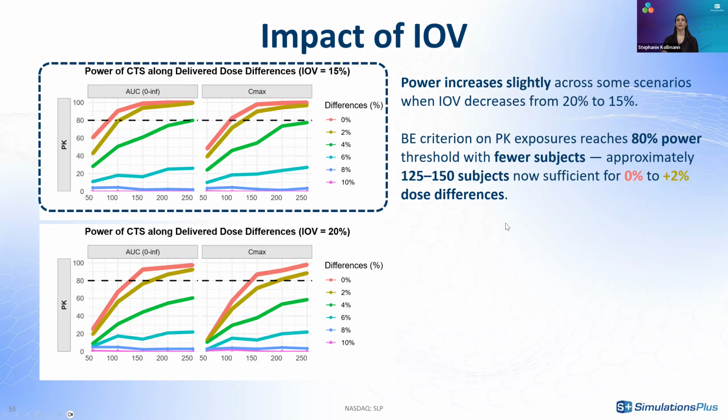And you can see that the curves shift upward slightly. The power curves are steeper, indicating less dispersion and greater precision in PK exposure estimates. Both AUC and Cmax reach 80% power threshold with fewer subjects when IOV is lower. The PK metrics for IOV 15% cross 80% power around 125 to 150 subjects, compared to around 150 to 200 subjects at IOV 20%.